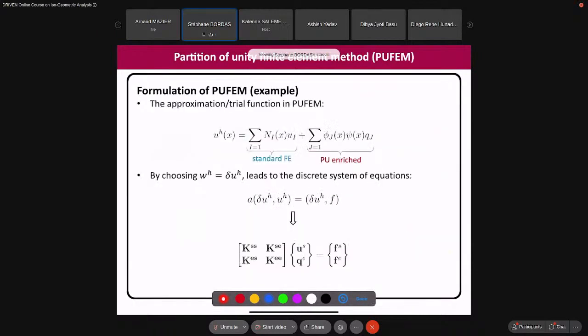And now, how do we write down the enrichment functions? So that is super simple. Basically, what we do is we do the standard part. So we have two parts. We have the standard finite element part. So you can think of that as the polynomial part.